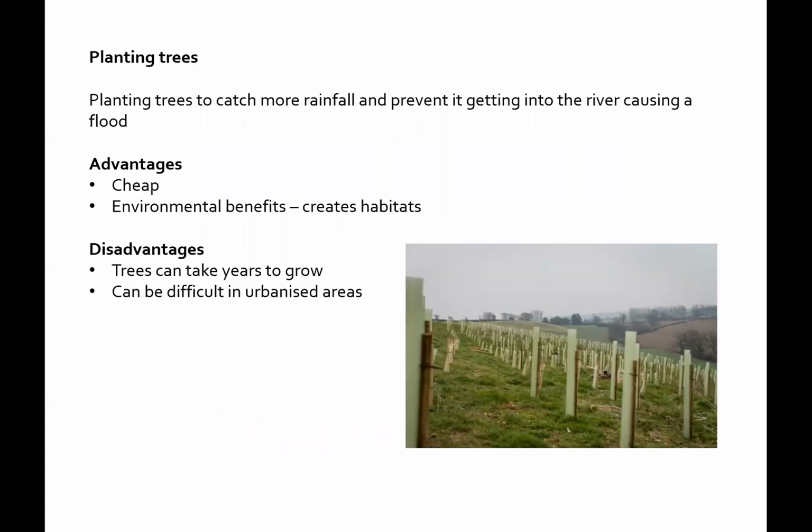Another soft engineering, you've got planting trees. So you plant the trees, they catch the rainfall, they intercept it, they take it in, they store it. This is good because it's relatively cheap, doesn't cost a lot, and it has environmental benefits. So it creates habitats for wildlife. Disadvantages: well, you plant trees and they take years to grow. So it doesn't have an immediate impact. And actually, it's very difficult to do in urbanised areas, so in towns and cities. You can't just rip up the concrete and plant trees.